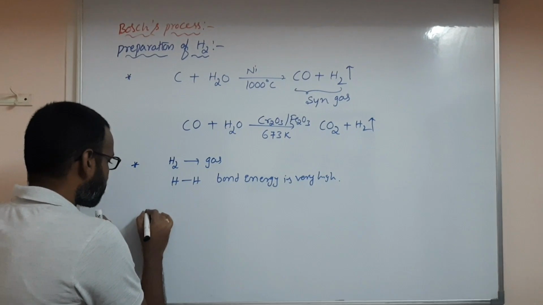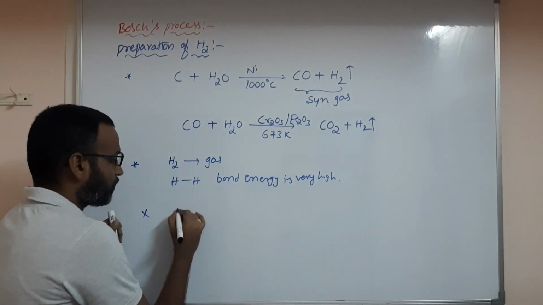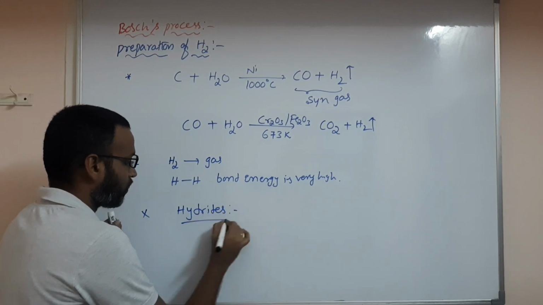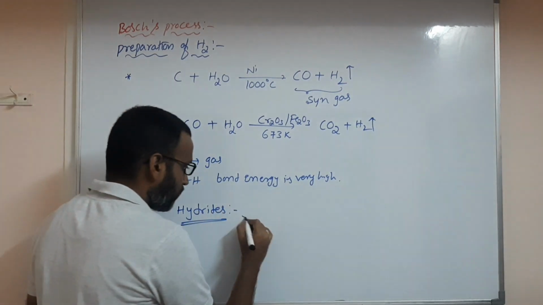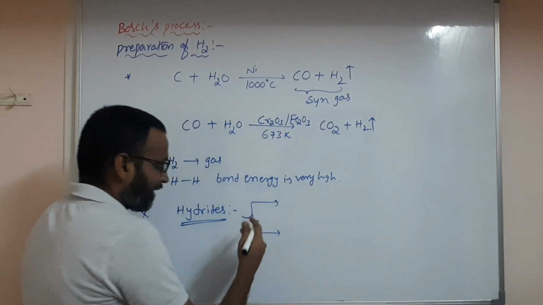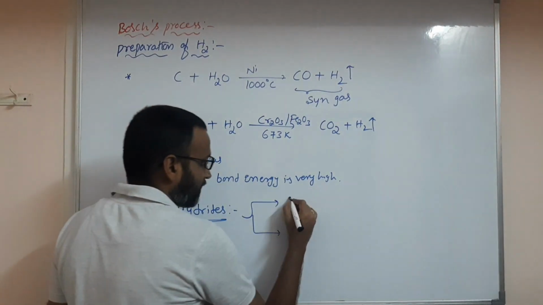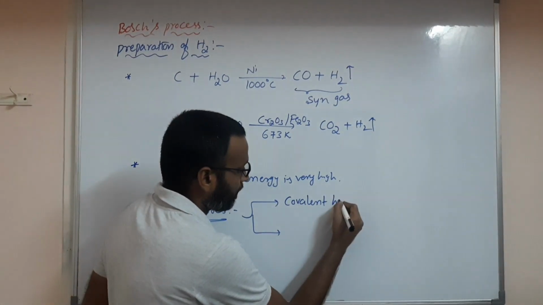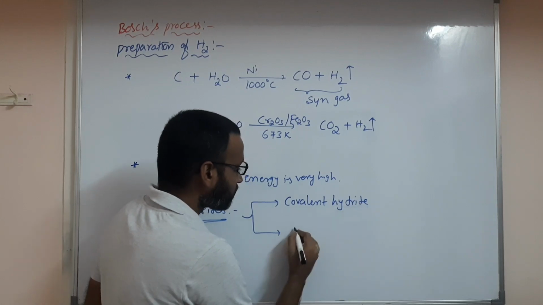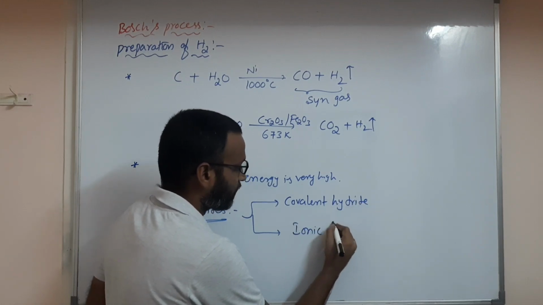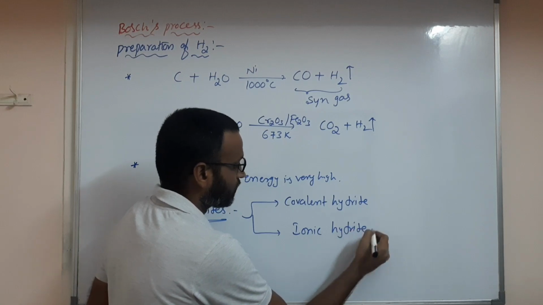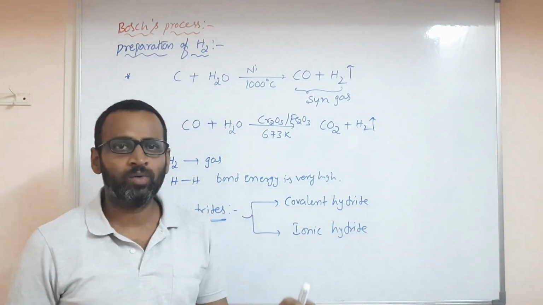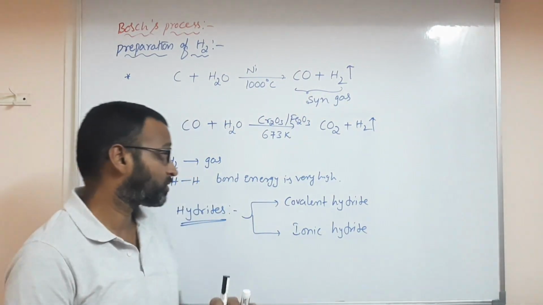But however, hydrogen will form two types of hydrides: ionic hydrides and covalent hydrides. This is how we will classify these hydrides, as covalent hydrides and ionic hydrides. Of course, covalent hydrides are again of two types: one is polar covalent and the other is non-polar covalent, as we know.